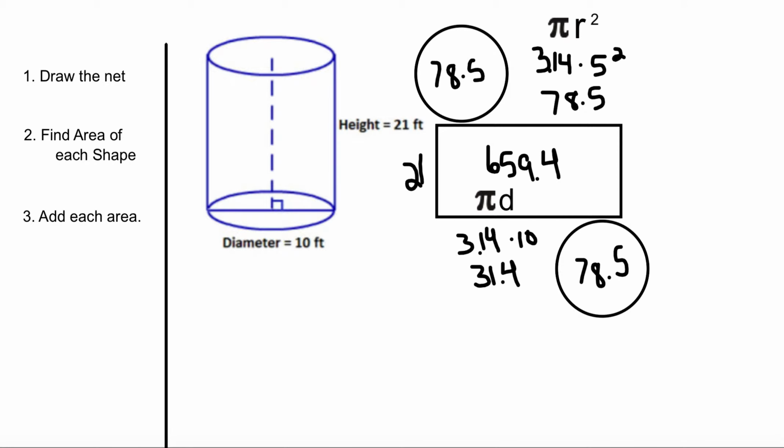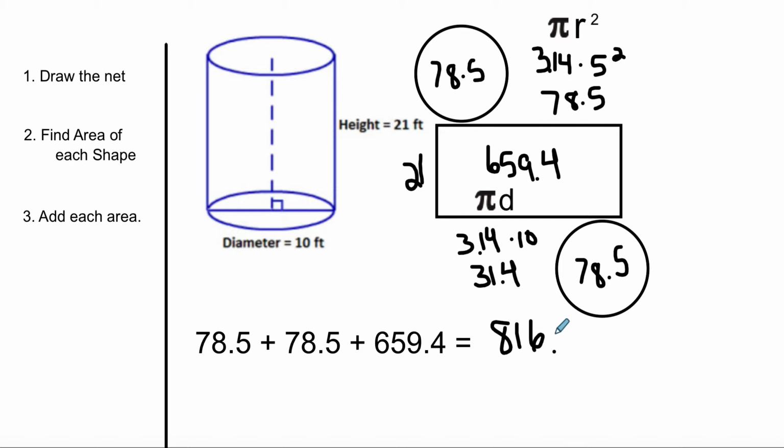So we need to take now each of those numbers, 78.5 plus 78.5 plus 659.4, to get our final answer of 816.4 feet squared.